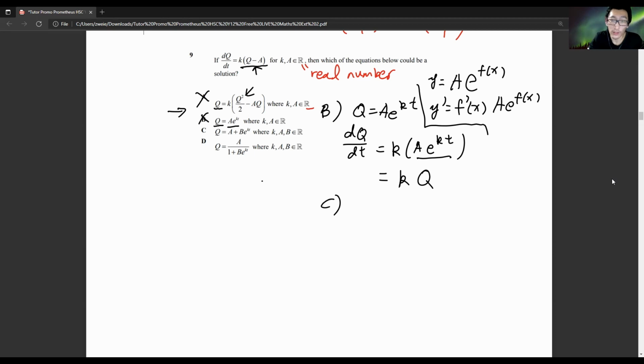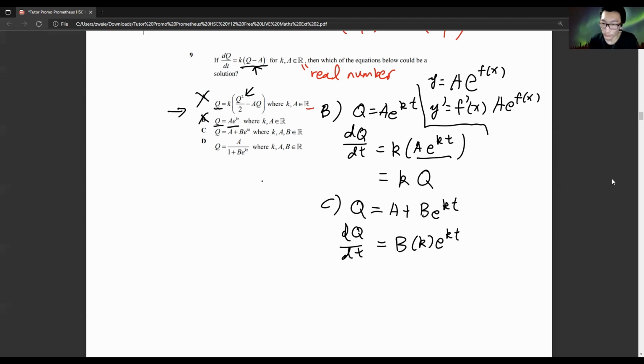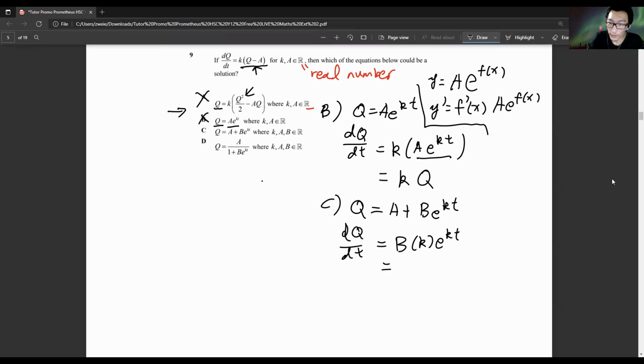Now, testing for part C, we get Q equals a plus b e^(kt). Differentiate, we get dQ on dt. a is just a constant. It does not contain a variable of t, so what we get is just 0, so I'm going to ignore it. And I get b, and then differentiating kt, I get k e to the power of kt. Rearranging, pulling the k out, I get k b e^(kt).